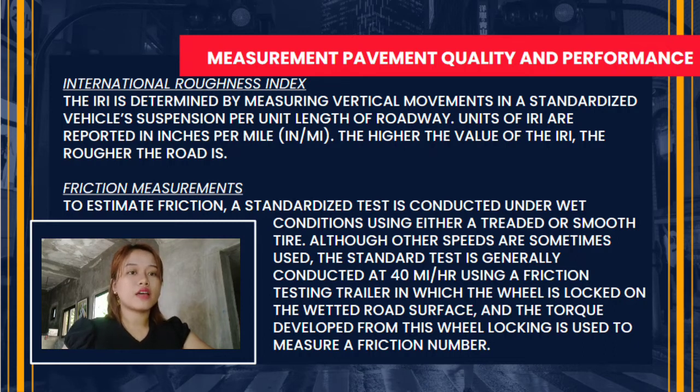Friction measurements. To estimate friction, a standardized test is conducted under wet conditions, using either a threaded or smooth tire. Although other speeds are sometimes used, the standard test is generally conducted at 40 mph using a friction testing trailer in which the wheel is locked on the wetted road surface and the torque developed from this wheel locking is used to measure a friction number.